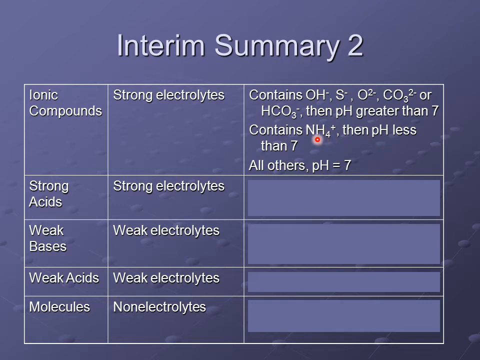Now, there's another ion, ammonium, which is acidic. If your solution contains an ammonium ion, then your pH is going to be less than 7. pH less than 7 means that you have an acidic solution. And for all other soluble ionic compounds, your pH is going to be 7.